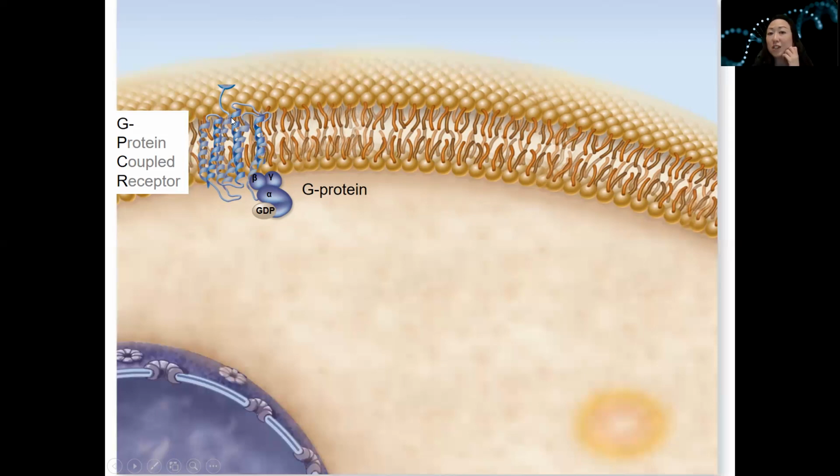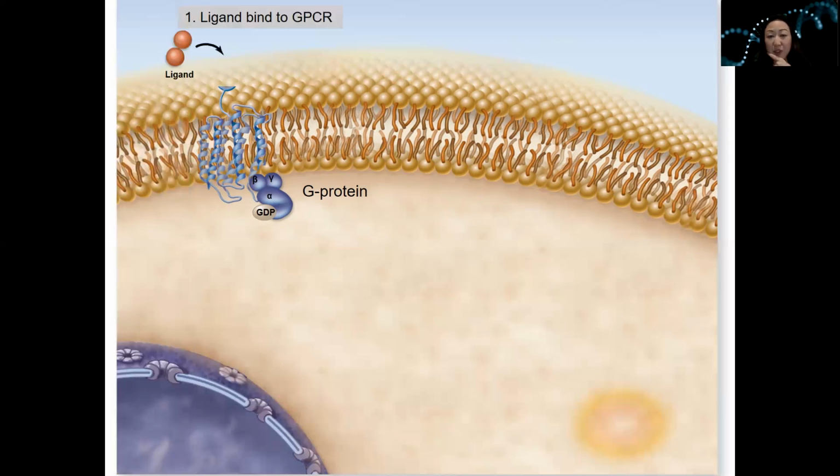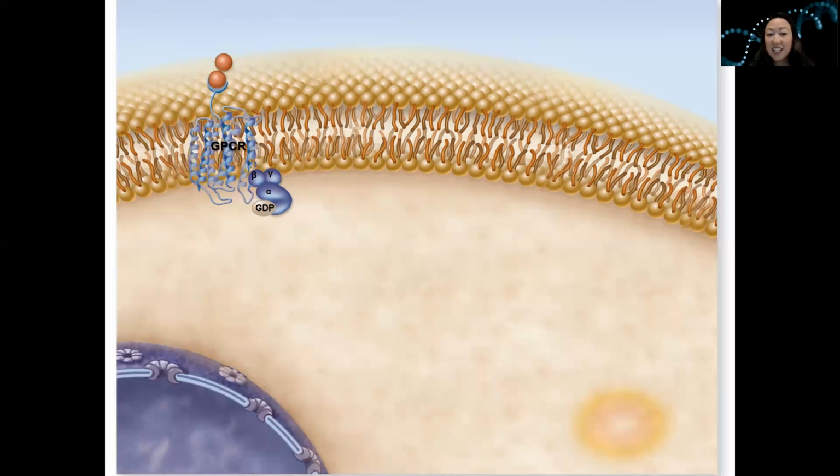Okay, so how do I activate G protein coupled receptor? Remember stage 1, you need receptor activation. How do you do that? Well, we need a ligand. Okay, so step 1, this ligand needs to bind to your G protein coupled receptor, GPCR. That's step 1. Now, remember we talked about when it bound, then your receptor will change conformation.